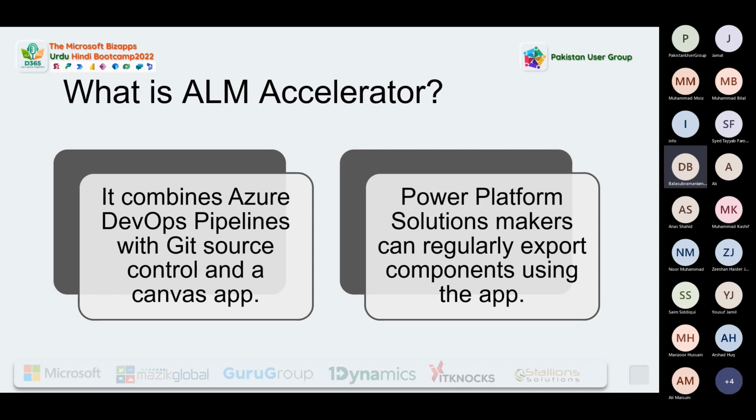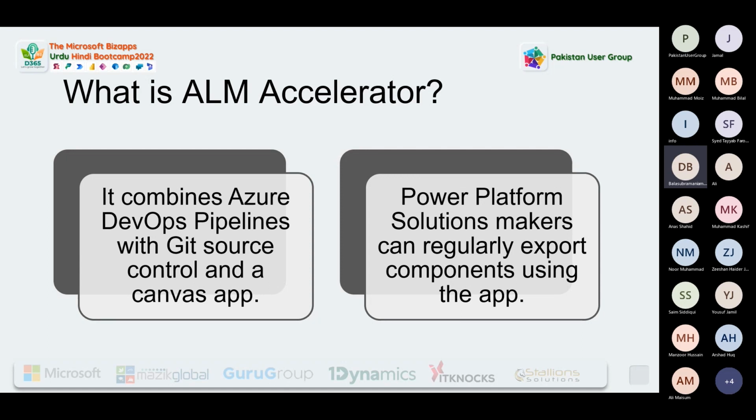They don't need to switch between multiple places. In one Canvas app, they will be able to switch between multiple systems and perform all those processes from one Canvas app. This Canvas app, in the backend, is calling the Azure pipelines.